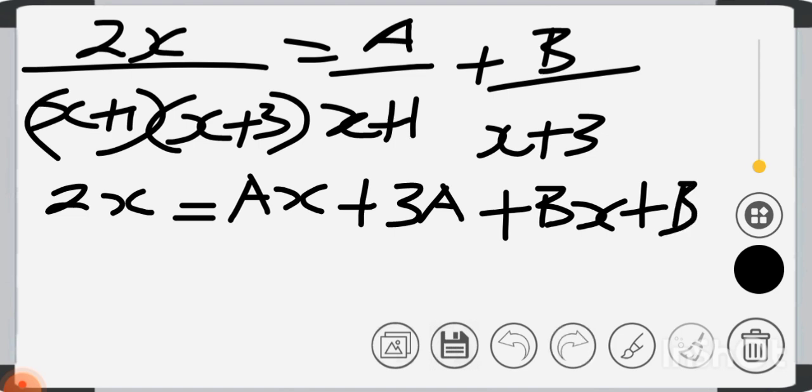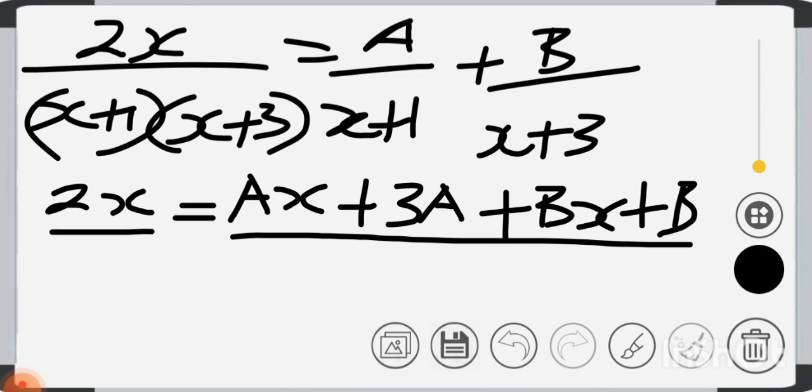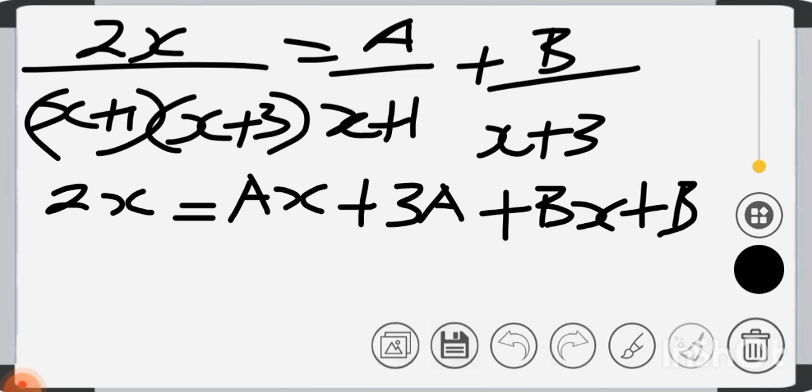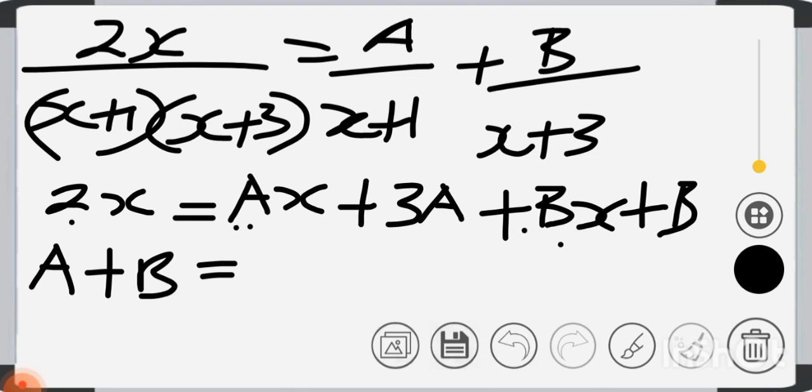The next thing, equate the coefficient of s here to the coefficient of s here, and the constant to the constant. This is the coefficient of s, that is a. This is also the coefficient of s, so a plus b is equal to 2, the coefficient of s. Because we have just 2 here, and on this other side we have just one coefficient of s, that is 2 only.